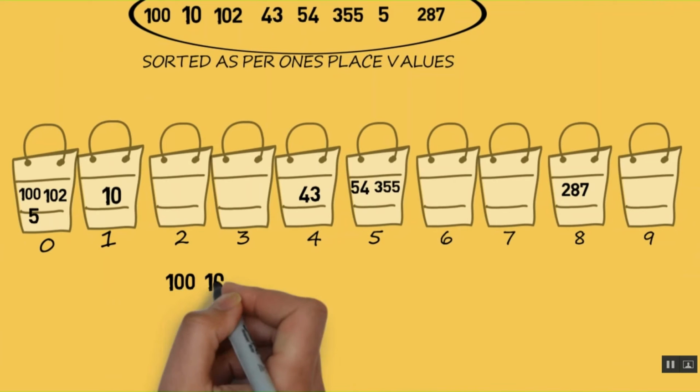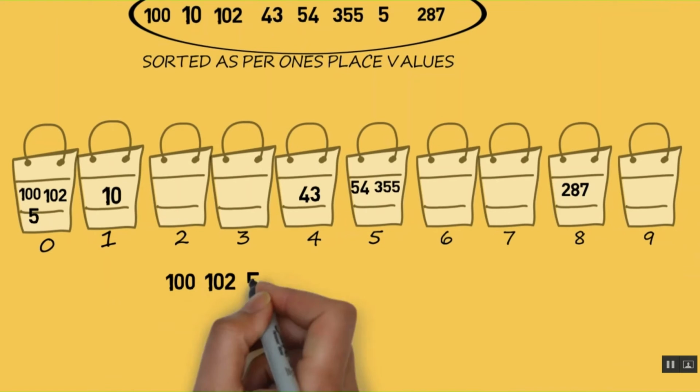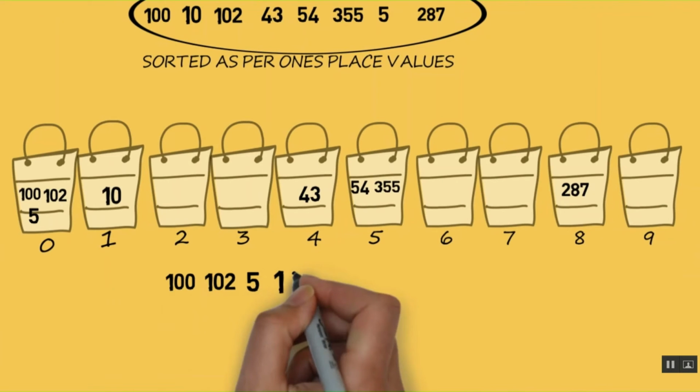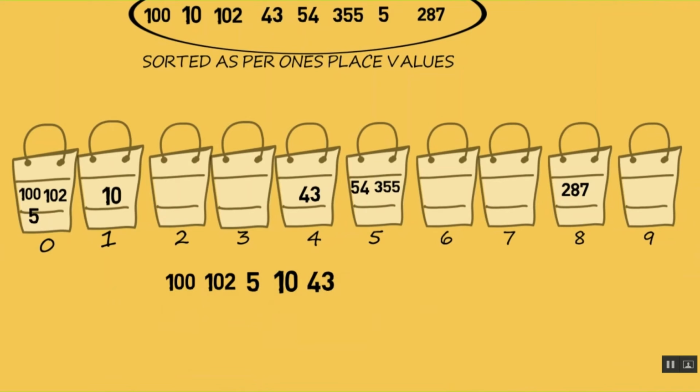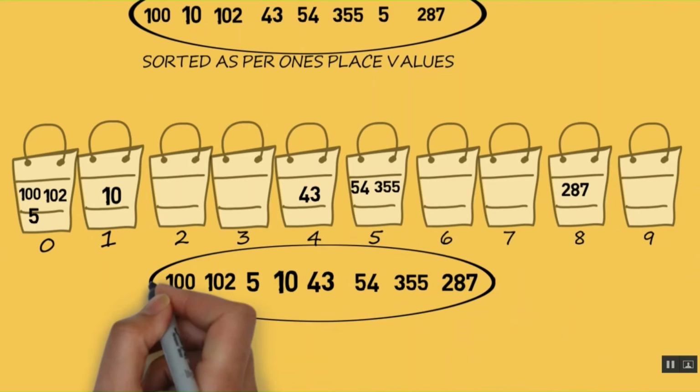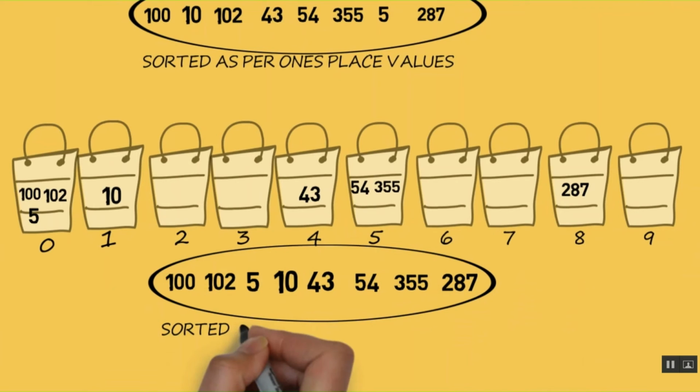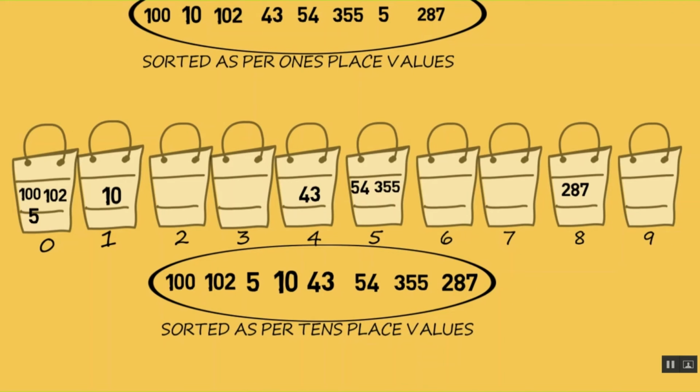So now, just like we did in the case of the ones place, we again pick up the values from the left, in the same order in which they have been put in the bucket, and pick up values from all the buckets in the increasing order of the tens place value. So now we have the numbers sorted as per tens place. Now observe closely here, just like in the above circle, you see the ones place values were sorted in increasing order. In this below circle, the tens place values are sorted.